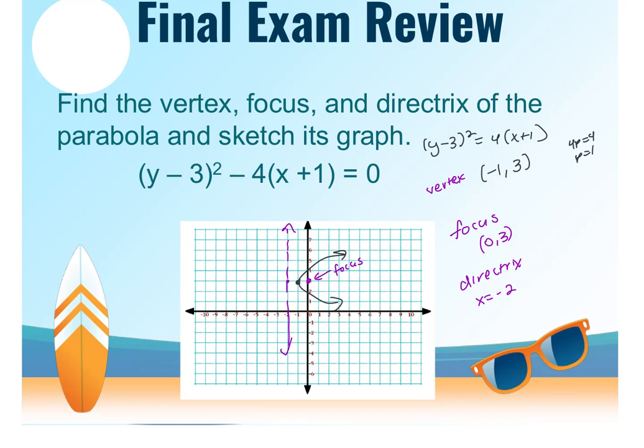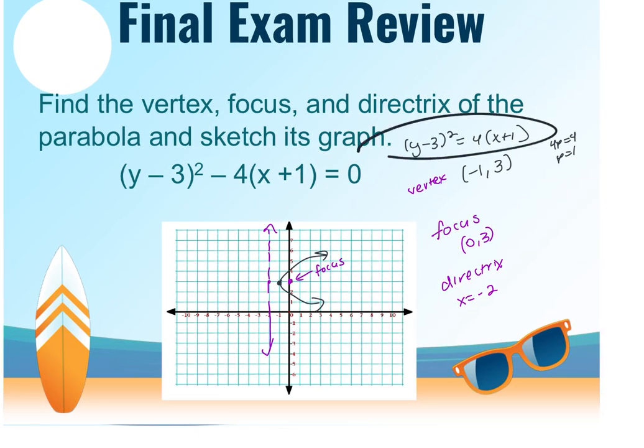This is your parabola. You have to get the x squared on the side by itself, or the y squared on the side by itself. So you have to move this to the other side. So I moved it so it looks like this. I moved it to the other side.